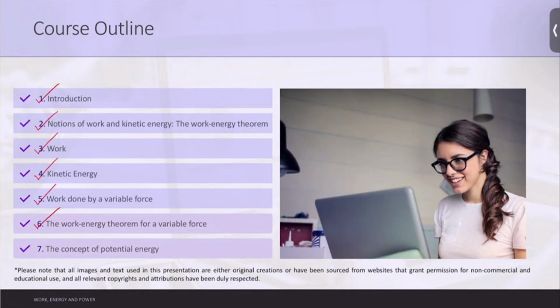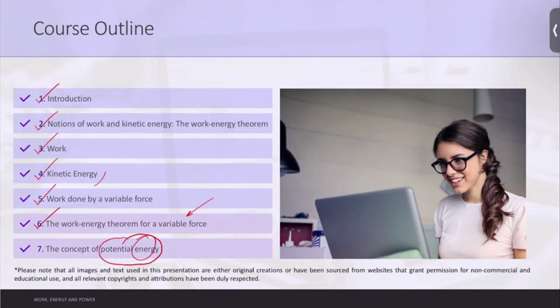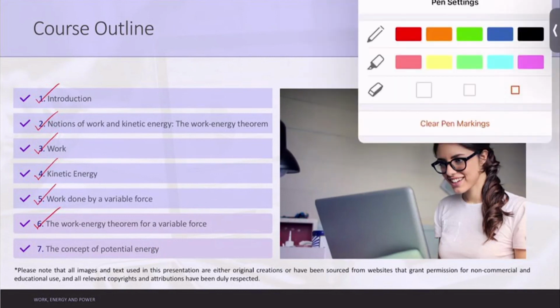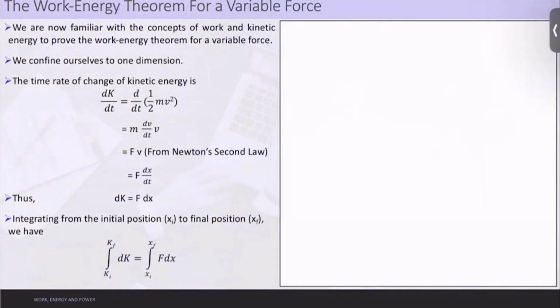Okay, now let us understand the work energy theorem for the variable force, and then we can move forward to understand another term which is called potential energy. We will understand what this potential energy is. These two are the basic building blocks of your complete work and energy concept. The first was kinetic energy, the second is potential energy. Fine. So let us first understand the work energy theorem for the variable force, and then we can move forward to the concept of potential energy. Let's start this subtopic, which is the work energy theorem for a variable force.